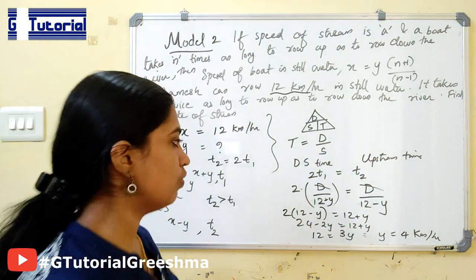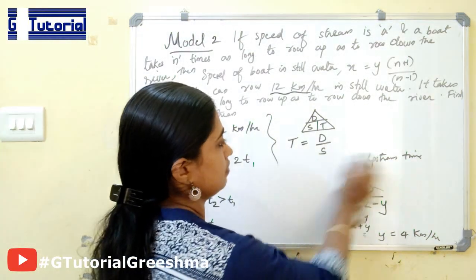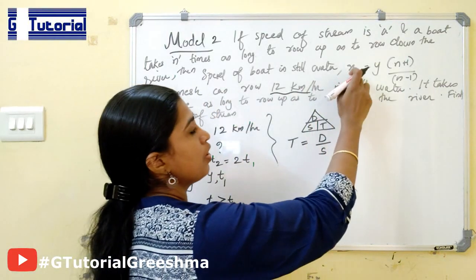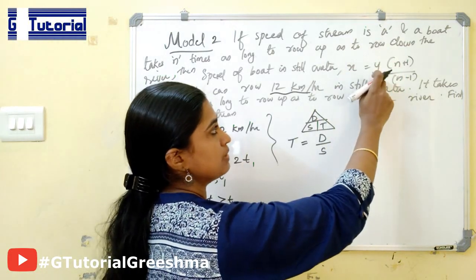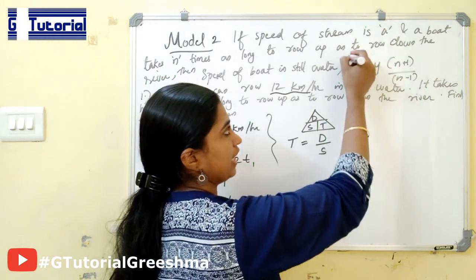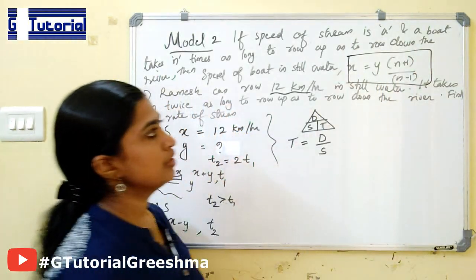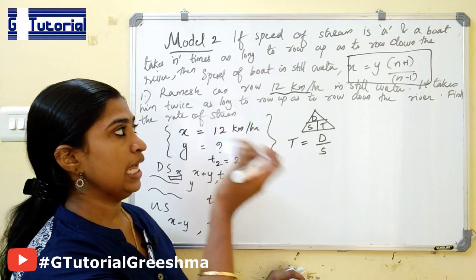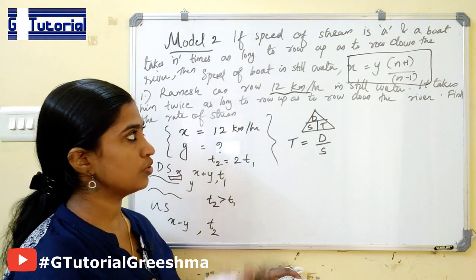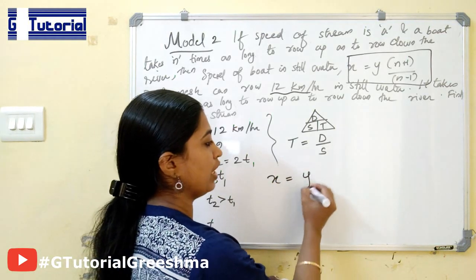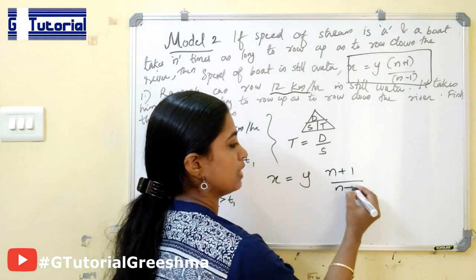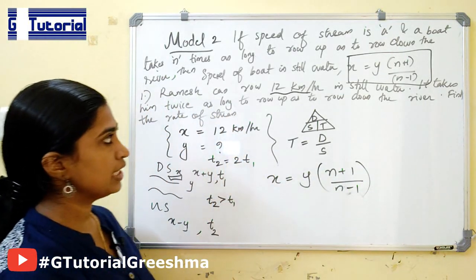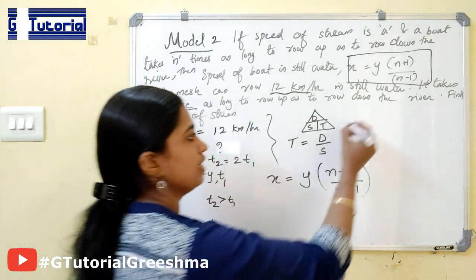Now we can solve using the shortcut. What is the shortcut? If the speed of boat is x and speed of stream is y, then this is the relation connecting those when we are given that upstream time is n times the downstream time. So the formula is x is equal to y into (n plus 1) by (n minus 1). Here the time is twice, so the value of n is 2.